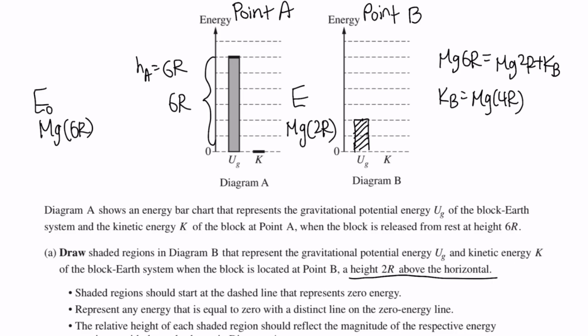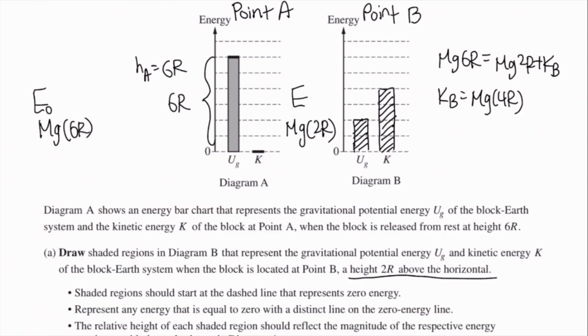Even without calculating that, we know that initially it had 6 ticks in the first graph, so it must also add up to 6 ticks in the second graph. Since we've already used up 2 ticks, the kinetic energy must only use up 4 ticks. So that's how we get the potential and kinetic energy diagrams.